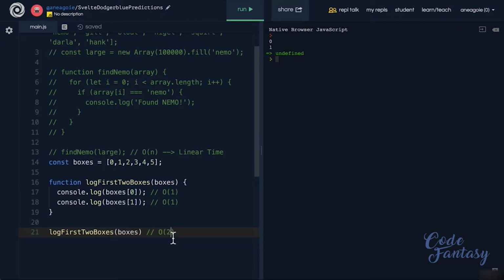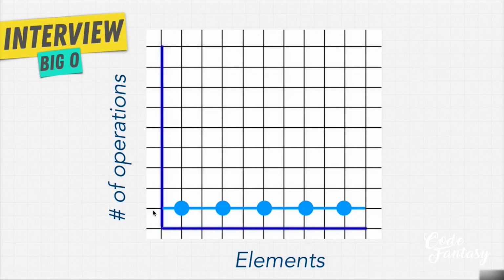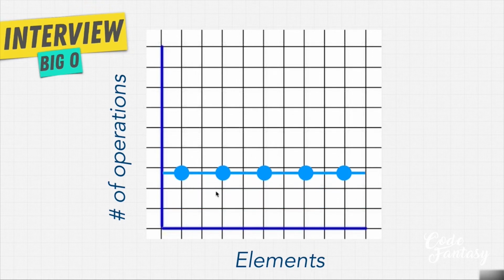If we look at this on a graph, instead of having O of 1 like we had before, we have O of 2. And then if we had 3 operations, it'll just be O of 3. But overall, it's still a flat line. And this is something we're going to get into later on.